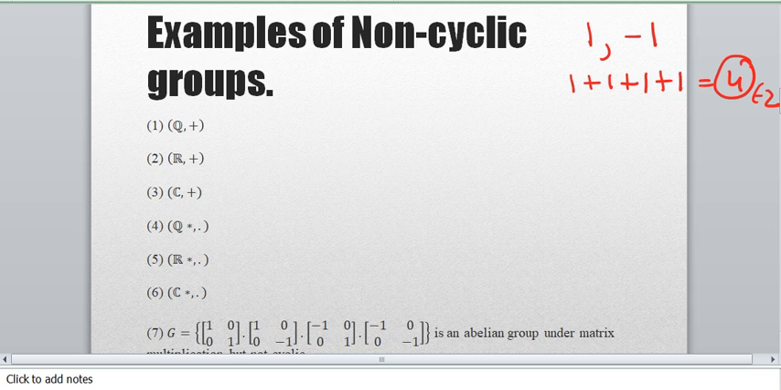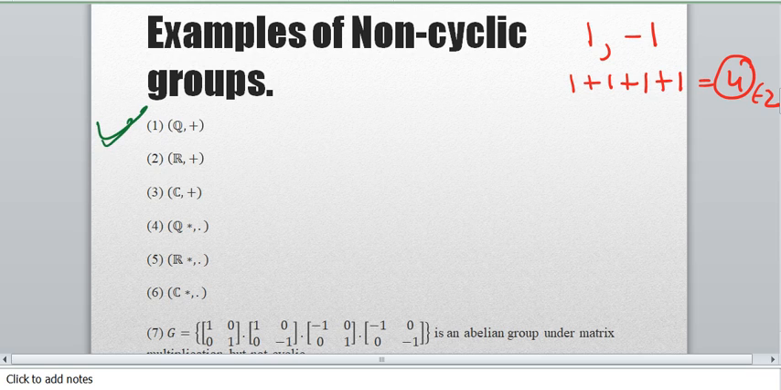Very important part, students. Cyclic groups were important, and non-cyclic groups are equally important. All right, so let's begin without wasting much time. So let's begin with the first one.